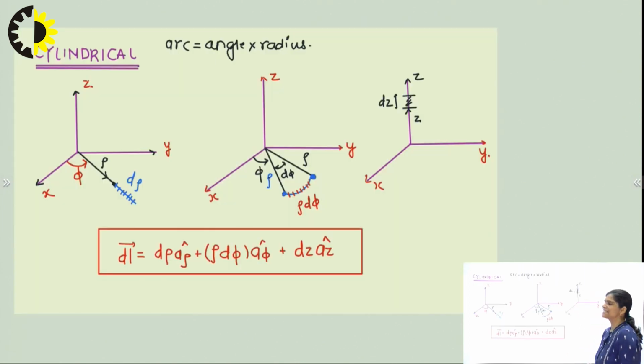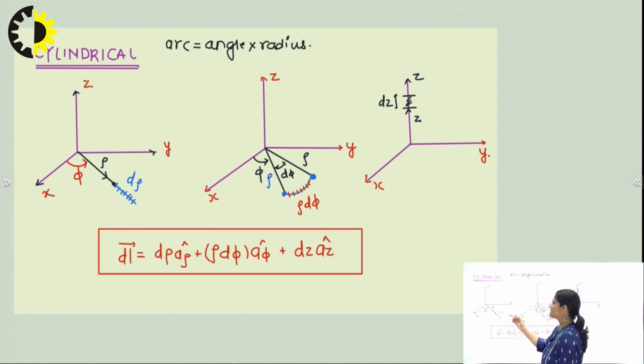Now the second case is cylindrical coordinates. Here also we have to study differential length, differential surface and differential volume in cylindrical coordinates. So first we will start with cylindrical coordinates. As you all know, arc is equal to angle into radius, because we need this formula when finding the differential length for cylindrical coordinates.